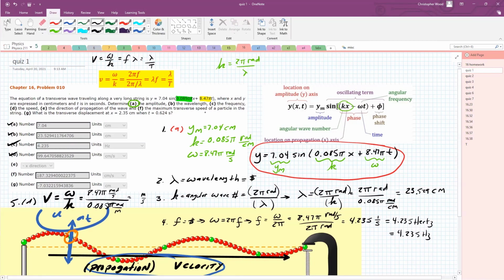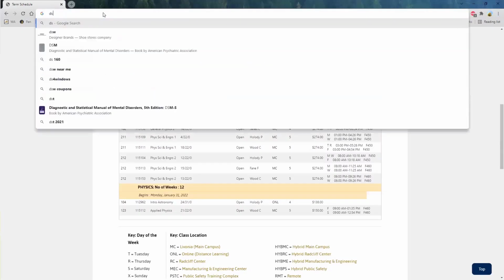All right. Part E is saying, what's the direction? So check this out. Let me log into Desmos. Check out this Desmos wave that I have set up right here.